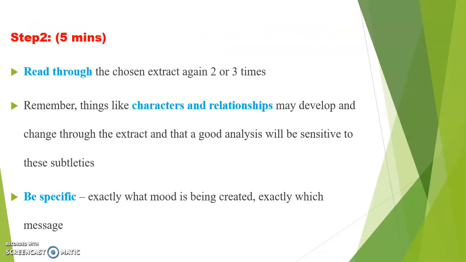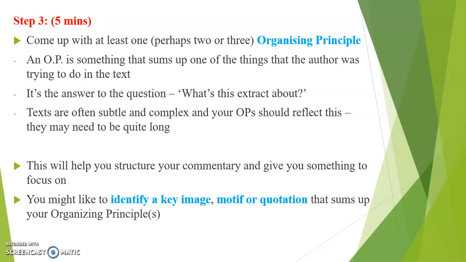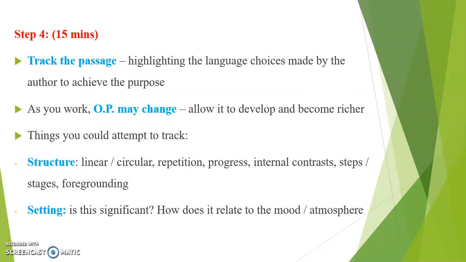Now for step 2, only 5 minutes is allocated, where you read through the chosen extract and remember the characters or the relationship, and you have to be very specific when you are writing your message. For step 3, 5 minutes again, you are using an organizing principle, and the OP is something that sums up one of the things that the author was trying to do in the text. You can also have rhetorical questions, and you can also identify the key image, motif or quotation to sum up your organizing principle.